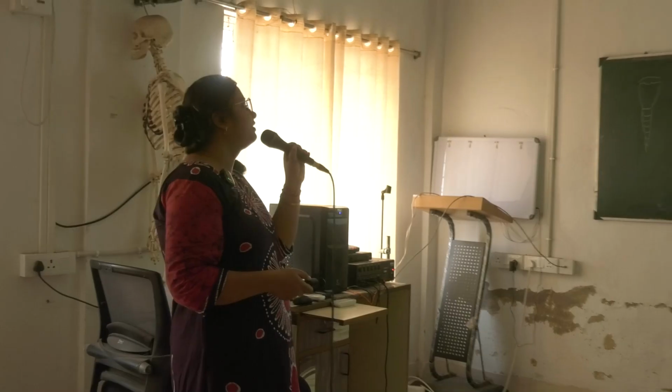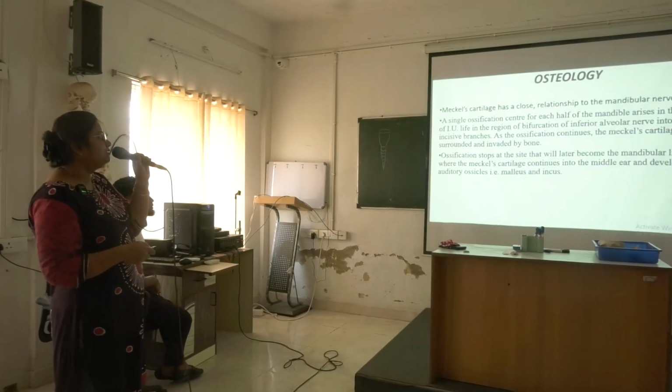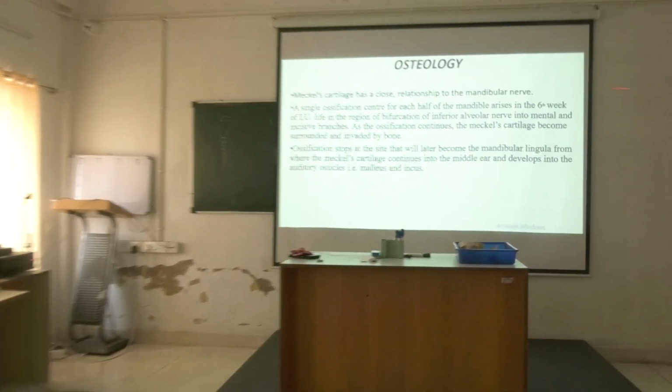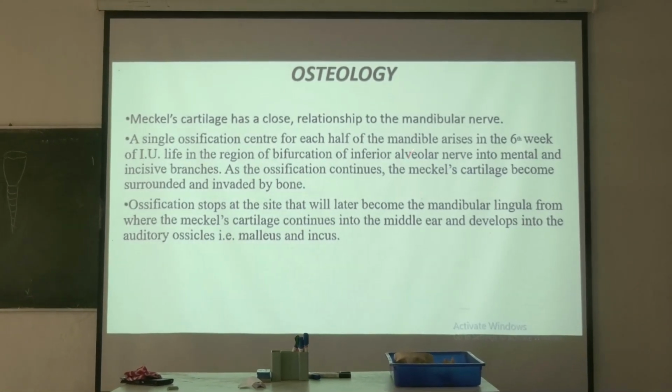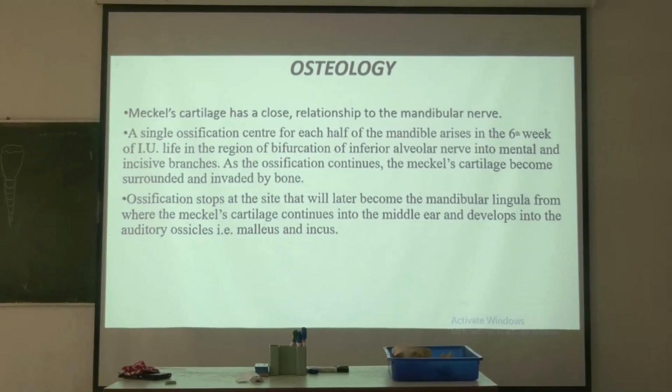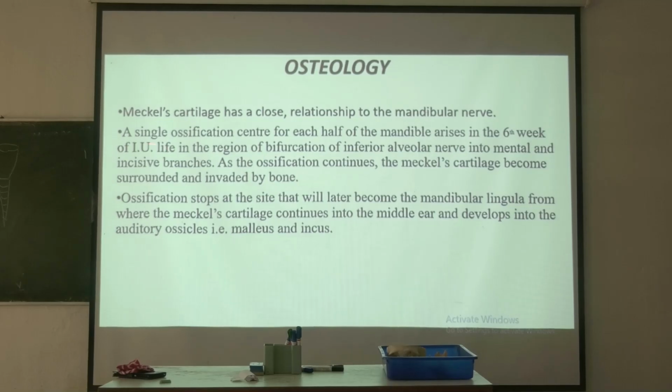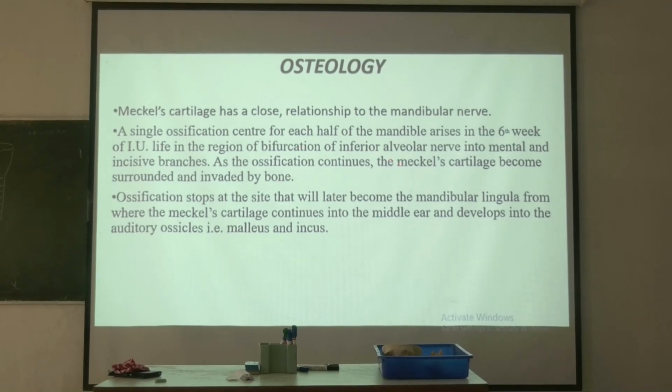Next, Meckel's cartilage has a close relationship to the mandibular nerve, and a single ossification center for each half of the mandible arises in the sixth week of intrauterine life in the region of bifurcation of the inferior alveolar nerve into mental and incisive branches. Incisive branches are for the teeth, mental branches come out through the mental foramen.